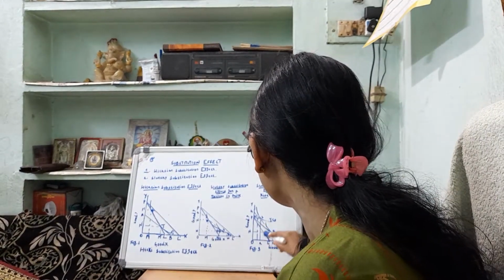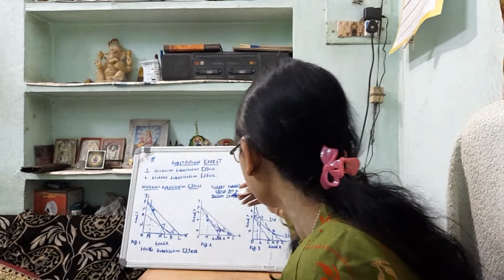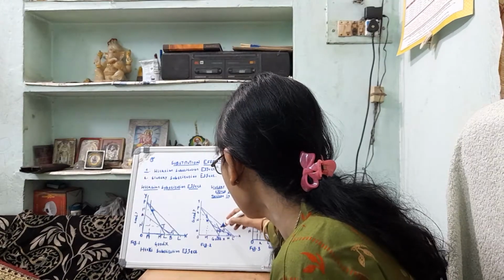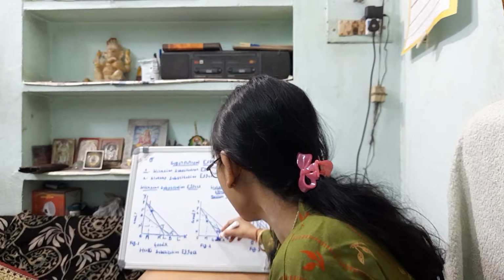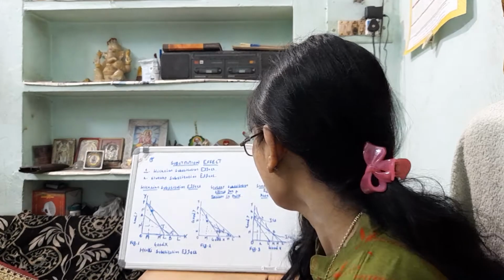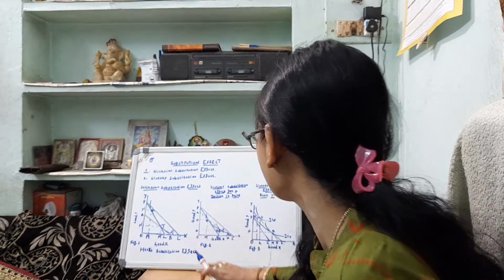So the consumer is in equilibrium at point S on indifference curve IC2 and is buying OK amount of good X and OW amount of good Y. This is the Slutsky substitution effect for declining price.